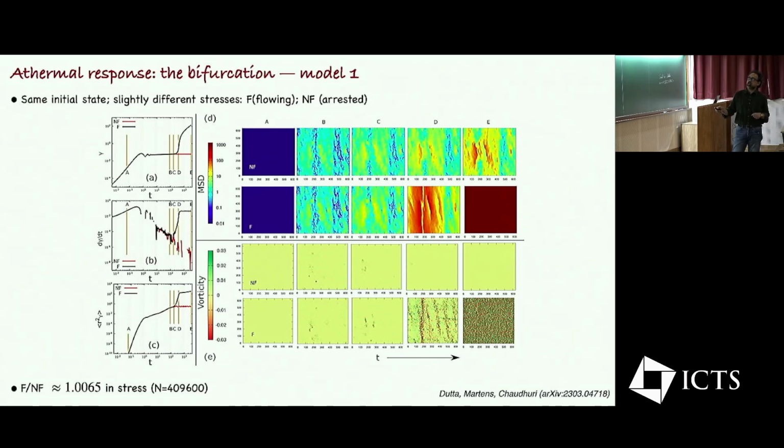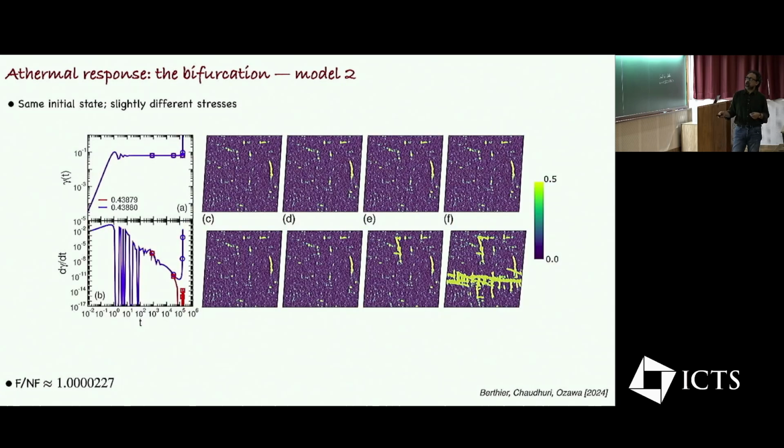And then you can see that till this point C, which is somewhere around here, the system looks almost identical. Eventually you see that this bifurcation is happening, that one system goes into flow and the other system continues to remain arrested. So this is almost marginal. Then you add a small amount of stress, which is of the order of 10 to the power minus 3, and the system goes into flow. And this exercise we have repeated for the other model also, and there we have a better resolution.